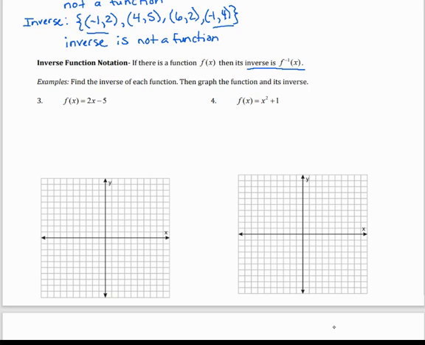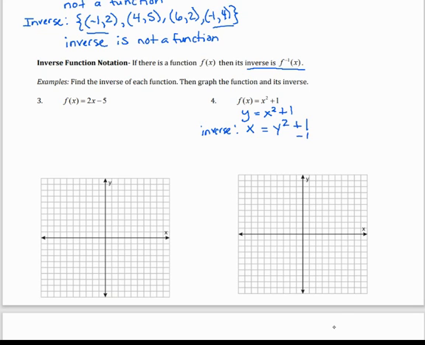So let's first find the inverse. To find the inverse, remember that when I have f of x, that really just means y equals. And so to find an inverse, all we're simply going to do is flip-flop the x and the y. So I flip-flopped where x and y are. However, we're not going to leave it like that. We're now going to solve for y.